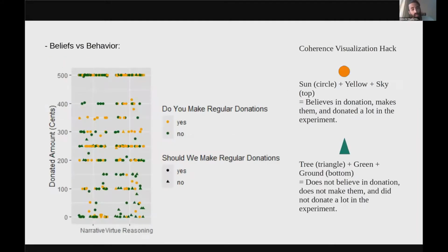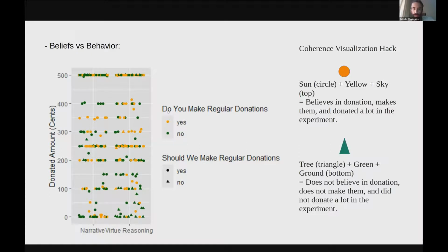As I said, I'm still exploring the data, and I'm going to present the 2 most interesting patterns that I have found. Here you have a scatter plot of the donated amount in the 2 different conditions, narrative and virtual reasoning. And here you have the visualization of the questions that we are using to see people's beliefs and opinions.